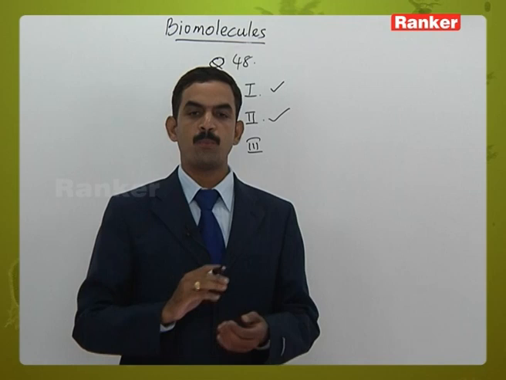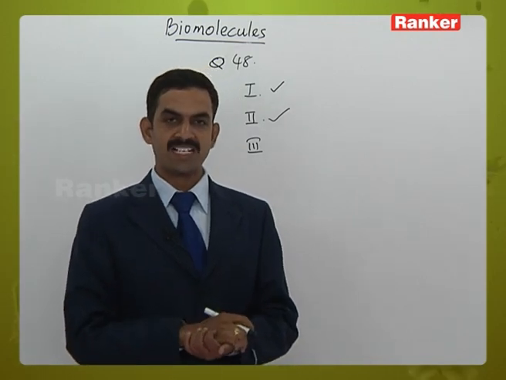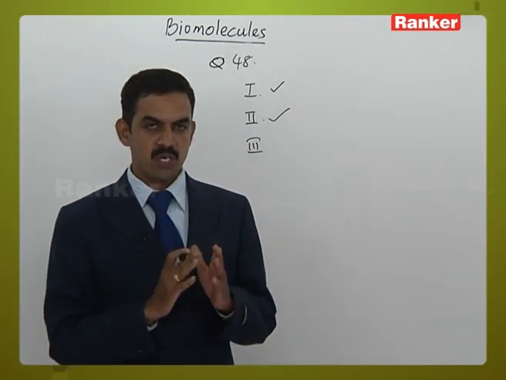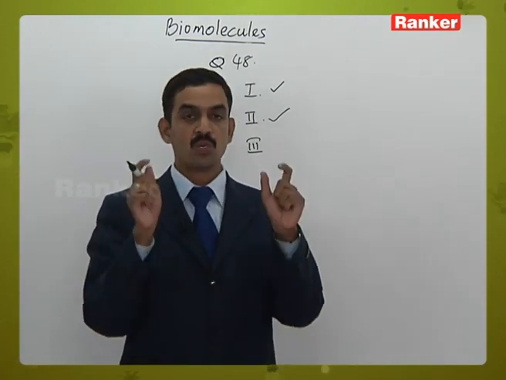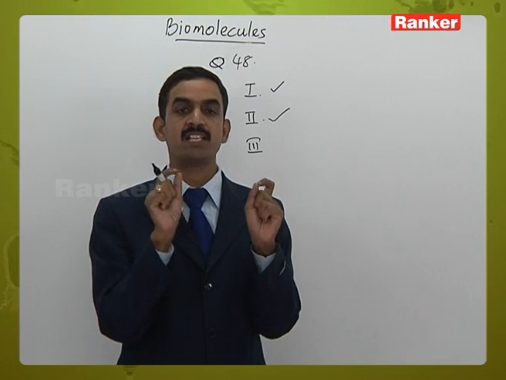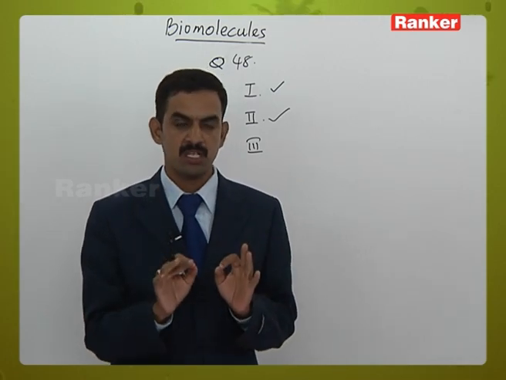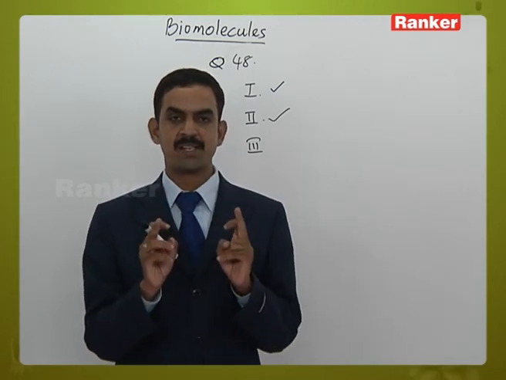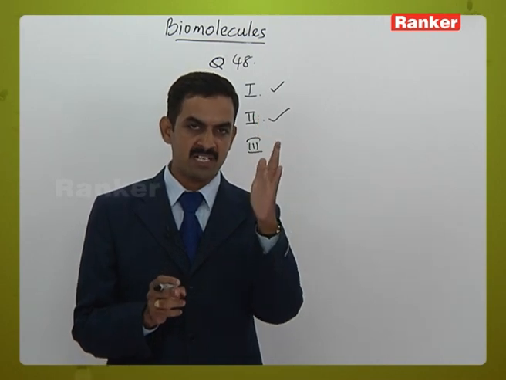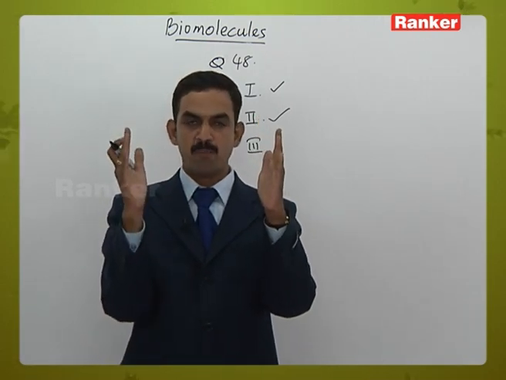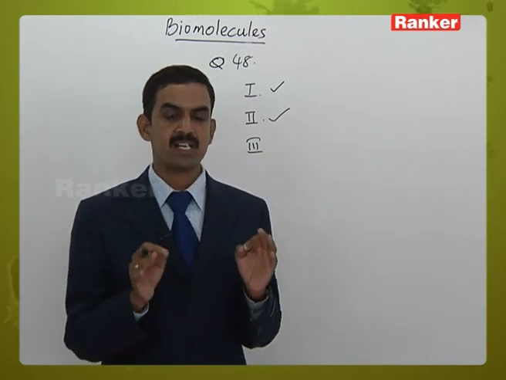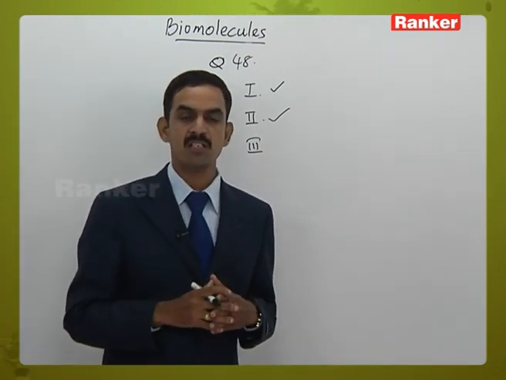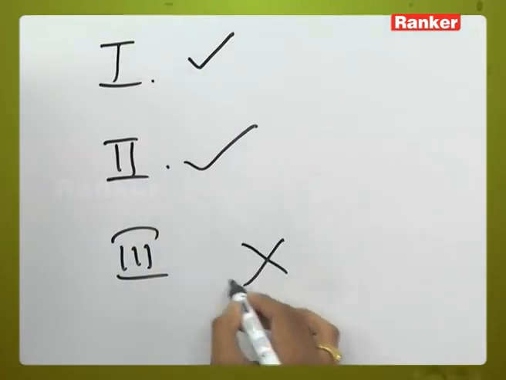Third one, two polynucleotide chains of nucleic acid. Two polynucleotide chains means the two strands of DNA that are present, those are bound to each other with the help of hydrogen bonds. Those hydrogen bonds are present between the nitrogen base of one strand and the complementary nitrogen base of its opposite strand. So it is not by the glycosidic bond, but it is with the help of hydrogen bonds. So third one is incorrect.